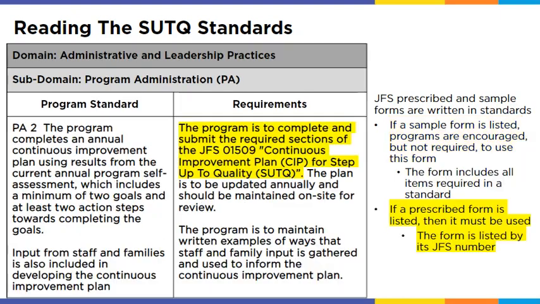Because it is a sample form provided by JFS, it meets all the items required in the standard. In this next example, the program standard requirement for domain administrative and leadership practices, subdomain program administration, states that the program is to complete and submit the required sections of the JFS 1509 Continuous Improvement Plan for Step Up to Quality. Because a JFS prescribed form is named, completing the form is a requirement.